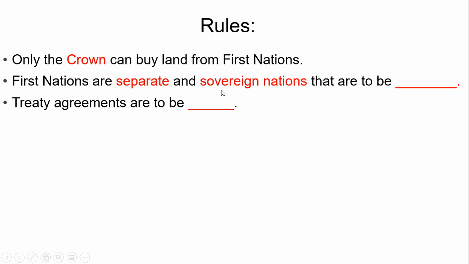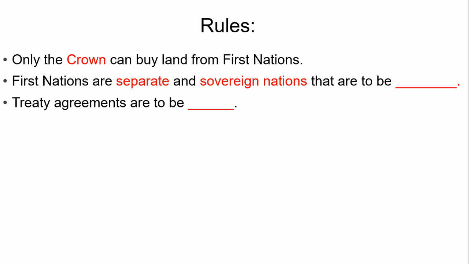So this word sovereign is a word that you guys learned in Social 20. To be a sovereign nation means that you are an independent nation. You are a nation that has control and power over its own territory and over its own decision making, right?